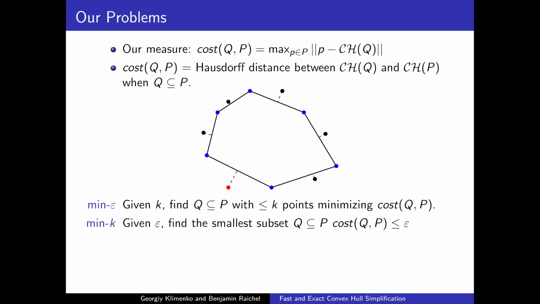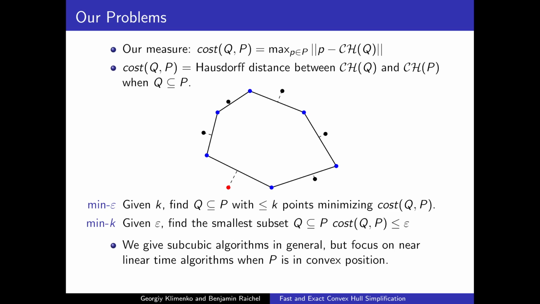Now, we can also consider the same problem, but restrict the given point set P to be in convex position. Notice that in convex position, we get a natural ordering of points by sorting them around any point inside their convex hull. This gives us another two versions of the problem, for a total of 4 versions. We will show subcubic algorithms for the general case and near linear time algorithms for the convex case. Also, we can view the convex position case as simplifying some polygon.